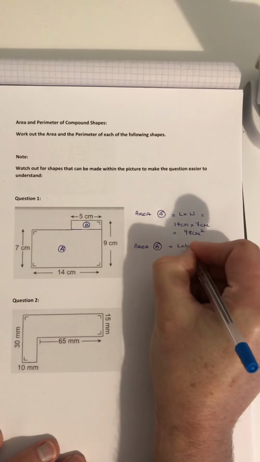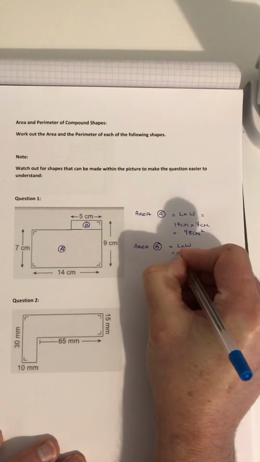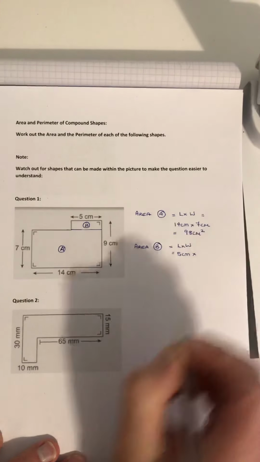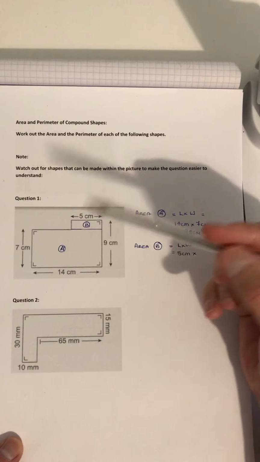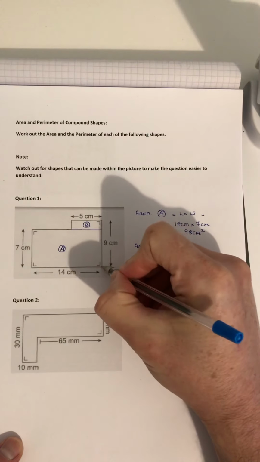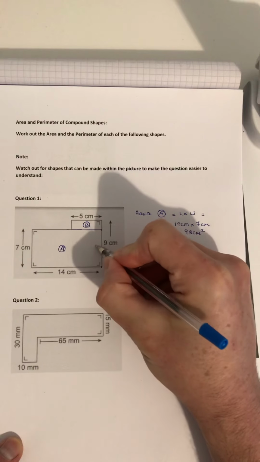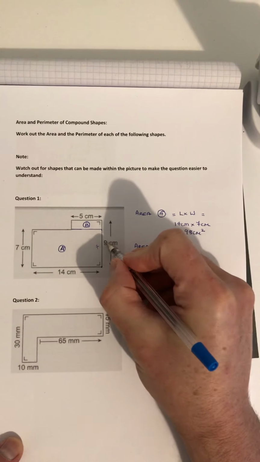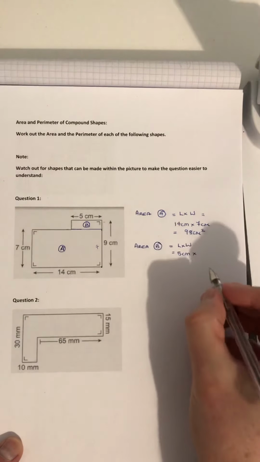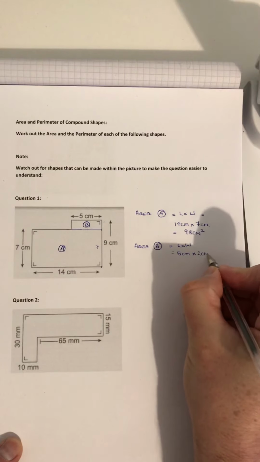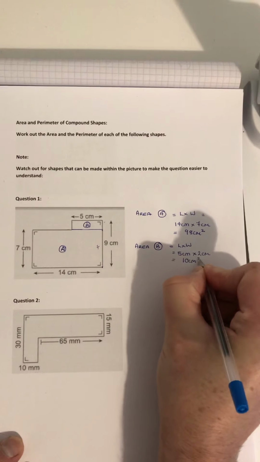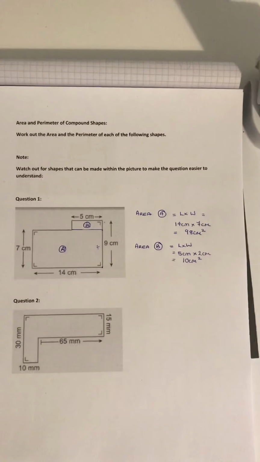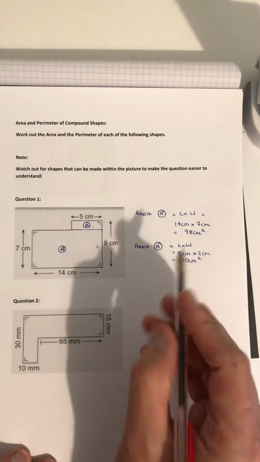Length by width again. Now we know the length is 5 centimeters, but we have a problem finding the width. From here to here is 7. So what's 9 take away 7? It's 2. So 5 times 2 is 10 centimeters squared. Okay, so that involves splitting up the shape a bit into two rectangles.